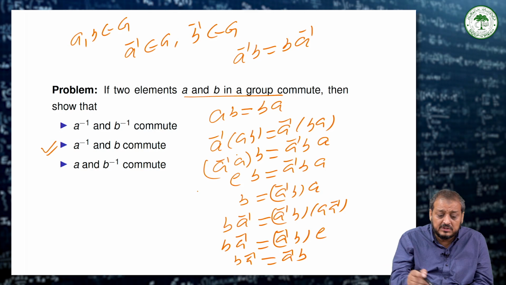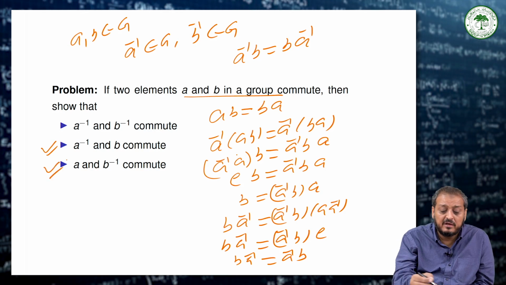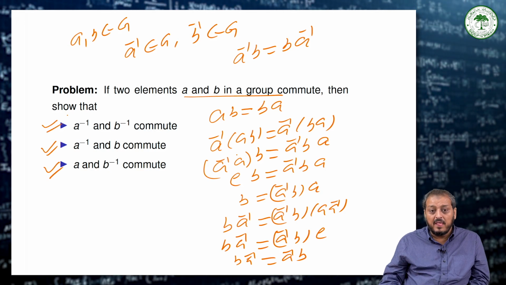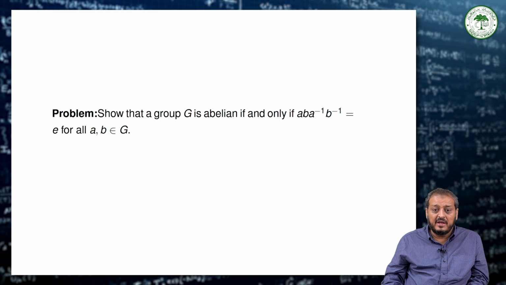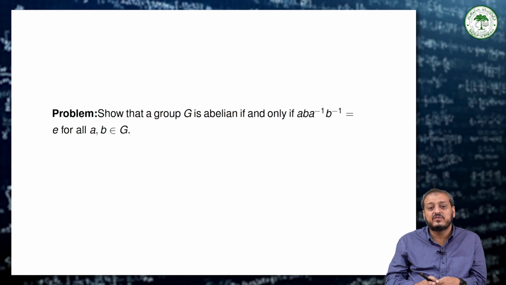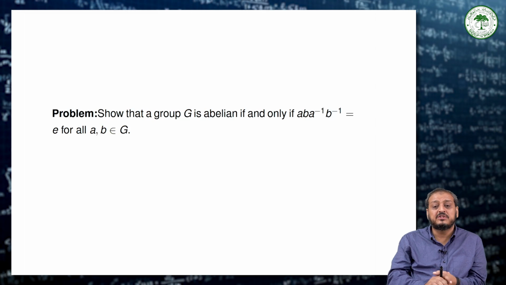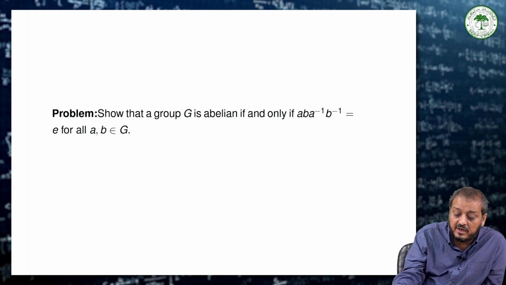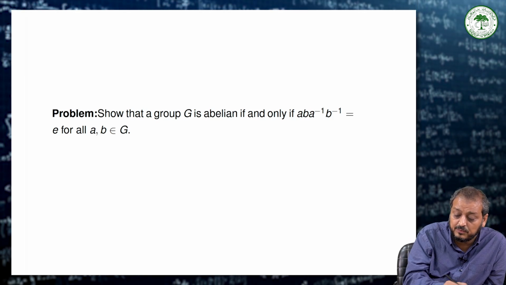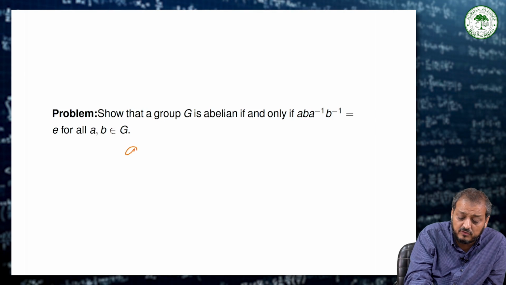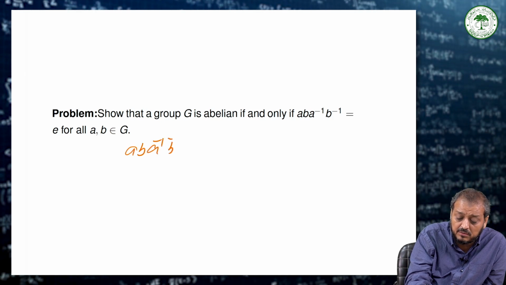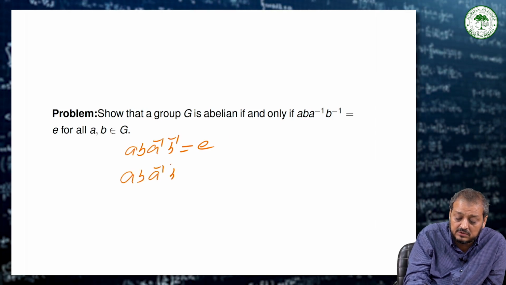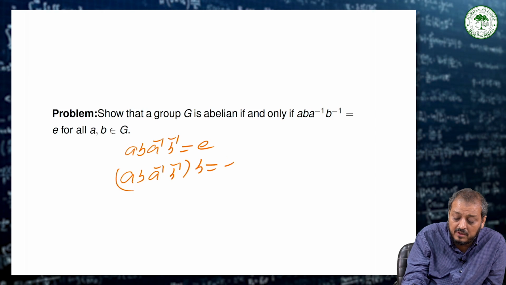So we have proved these two, and I leave the first one for you as an exercise. Try this. Let's move to the next exercise. Show that a group G is abelian if and only if A B A inverse B inverse is equal to identity. In one direction, suppose A and B are elements of G, and we are given A B A inverse B inverse is equal to identity. We multiply it by B, then by A.